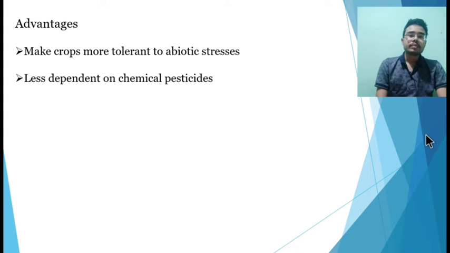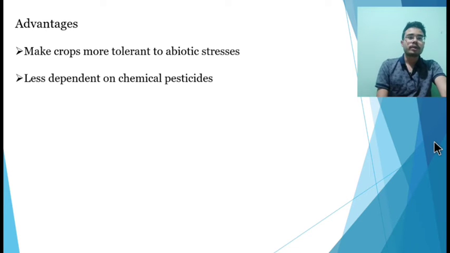Next point is less dependence on chemical pesticides. We all know that crops are very much attacked by insects, nematodes, etc. So we have to apply various chemical pesticides to protect them. These chemical pesticides are very harmful for the environment as well as the human body. Now with the help of genetic engineering, it is possible to make transgenic crops that are resistant to some insects.